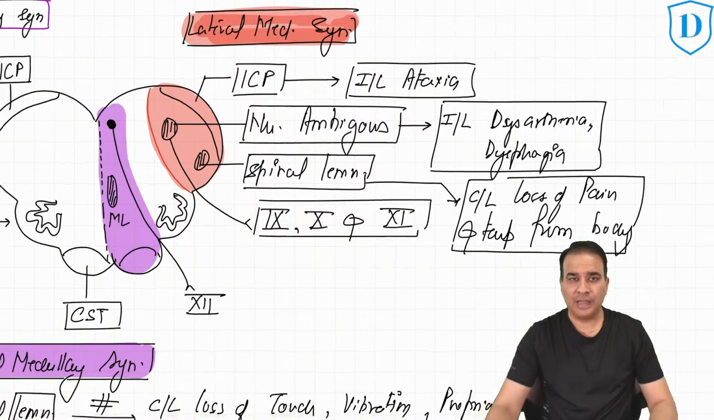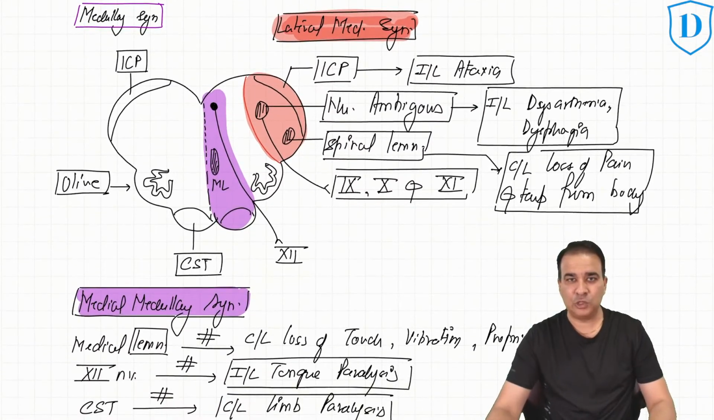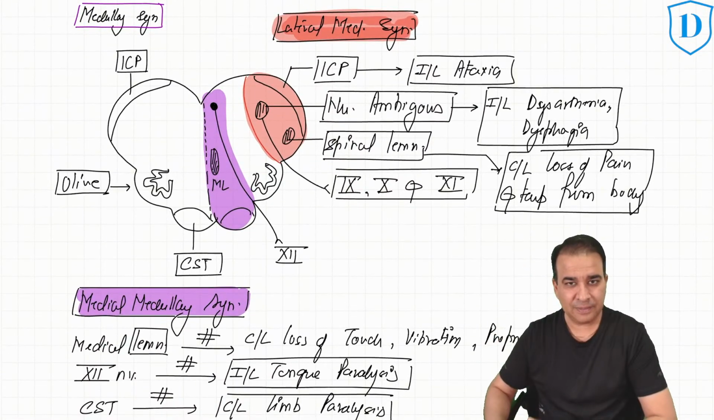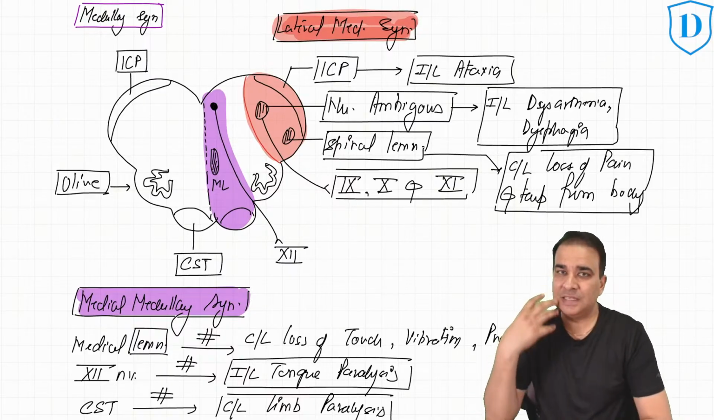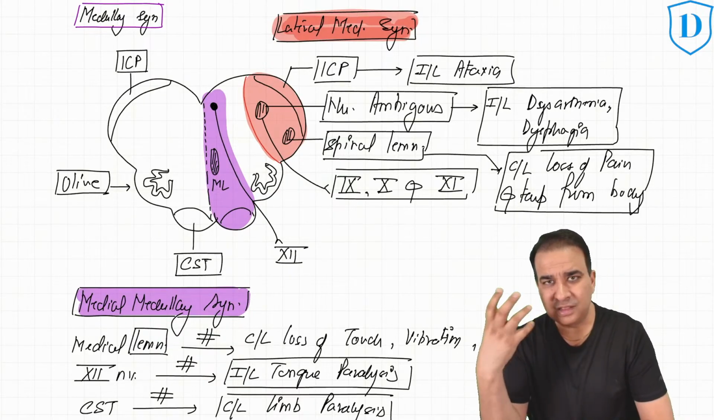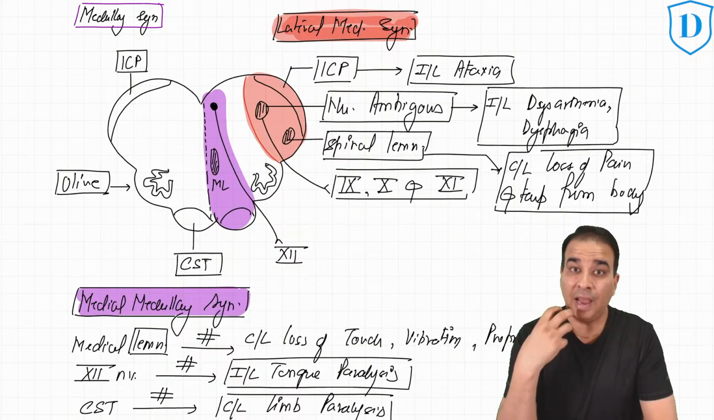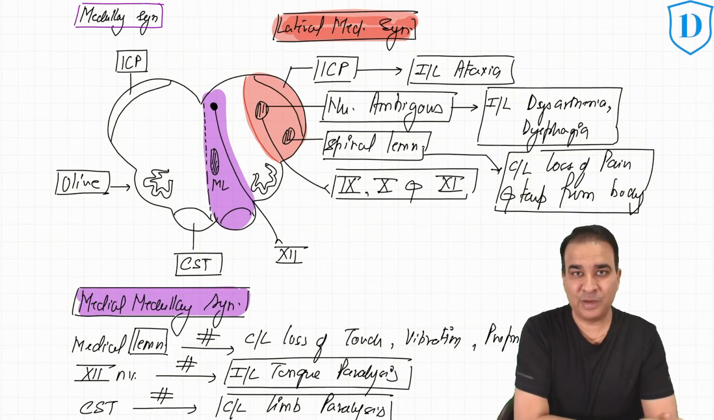So again the point is that in the lateral medullary syndrome, the patient has ipsilateral ataxia, okay, ipsilateral side dysphagia will also be there, dyspnea will be there, dysarthria will be there, hoarseness of voice will be there, and there is a contralateral loss of pain and temperature.